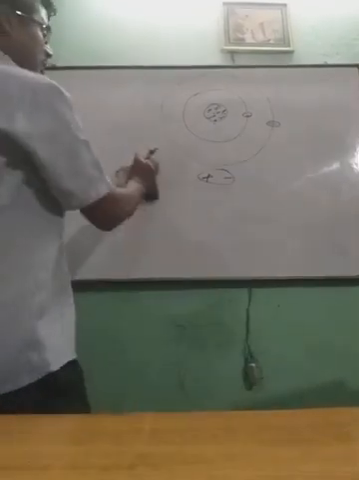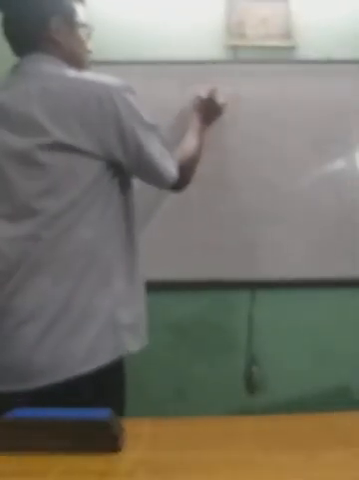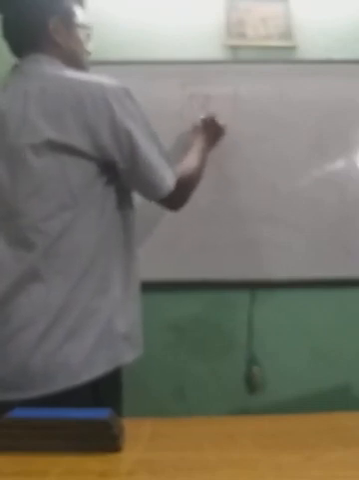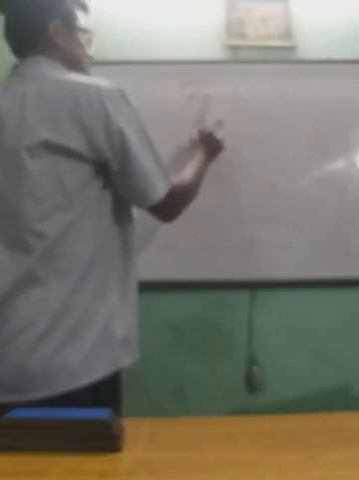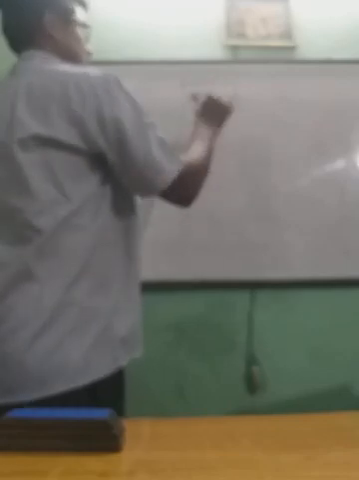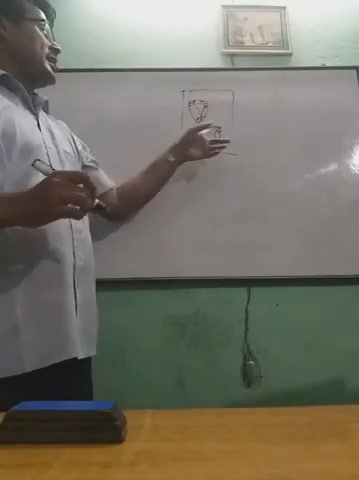Inside polarized medium, what is happening? You see, the dipoles remain in the form of closed chain. This is plus minus, plus minus, plus minus, plus minus, plus minus, plus minus, plus minus. So this remains in the form of closed chain. So what is the resultant dipole moment? This is 0.